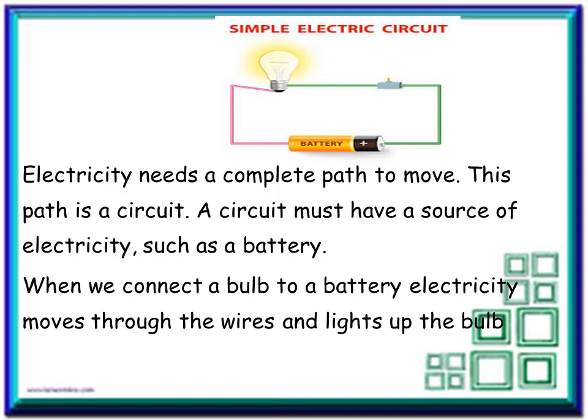So, circuits are made of components. A simple circuit consists of a cell or battery, wires, and a bulb. Like this sample: battery, wires, and bulb. And this is a switch.